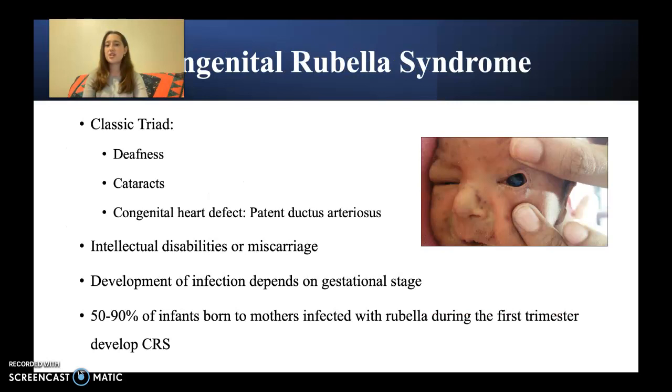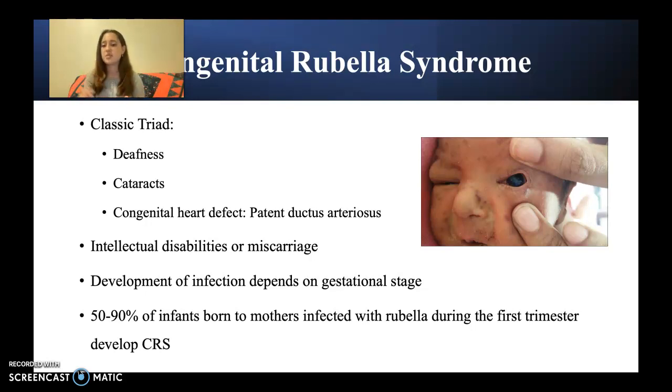Okay, now as for congenital rubella syndrome, the situation is going to be much different. As I previously said, this happens when the baby gets the disease in the womb. And so first we have the classic triad, so the 3 main symptoms of CRS. They are going to be deafness, cataracts, and a congenital heart defect, with the most common one being patent ductus arteriosus, which is a condition in which the pulmonary artery and the aorta have an opening at birth when they're supposed to be closed. That connection between them is supposed to be closed.